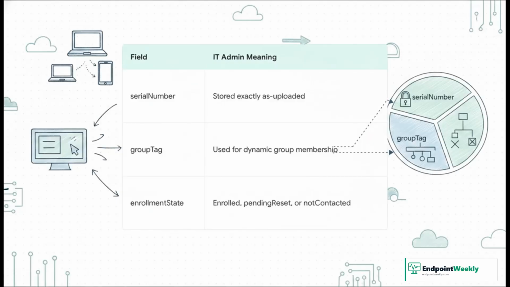So when you actually run that command, what data do you get back? Well, this raw data translates directly into actionable intelligence. The serial number confirms the exact string living in the database. The group tag is absolutely critical because that dictates your dynamic Entra ID group membership and determines which deployment profile gets assigned. And the enrollment state tells you exactly where the device is in its lifecycle, whether it's actively enrolled, pending a wipe, or maybe has never even contacted the service at all.